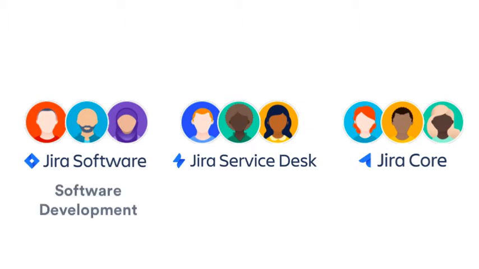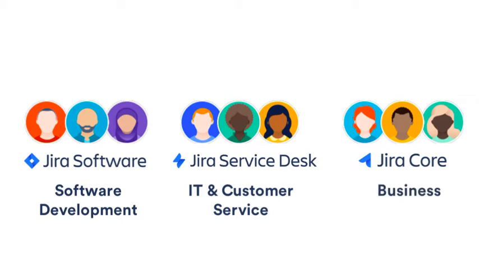JIRA Software is used by software development teams to plan, track, and release software. JIRA Service Desk is used by IT and customer service teams to create and run their service desks. JIRA Core is used by business teams such as finance, marketing, and HR to manage projects and keep their teams organized. These are the typical use cases for the 3 JIRA products, but only your imagination is the limit.